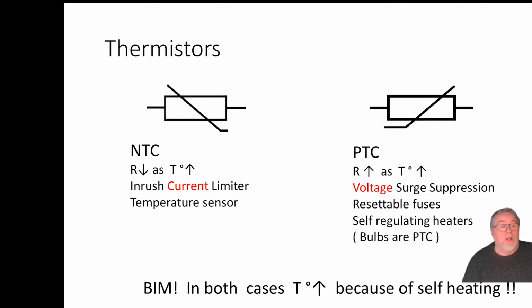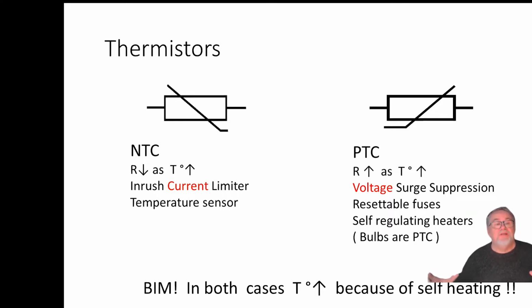They are used a lot as inrush limiters and as voltage suppressors, depending on whether they're NTC, negative temperature coefficient, the wee slope's going down, negative, or positive temperature coefficient, the wee slope's going up. A negative temperature coefficient device has a high resistance when you switch it on, and then the resistance gets less and less as it heats up. So that'll stop the inrush of current.